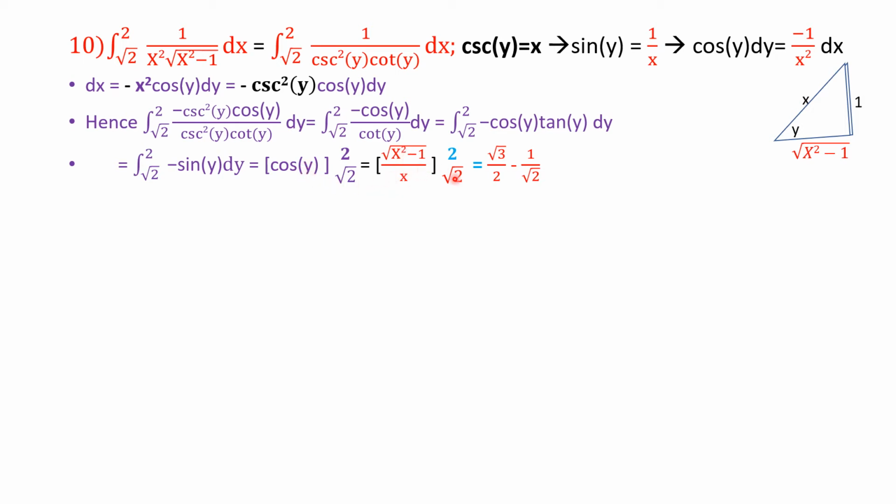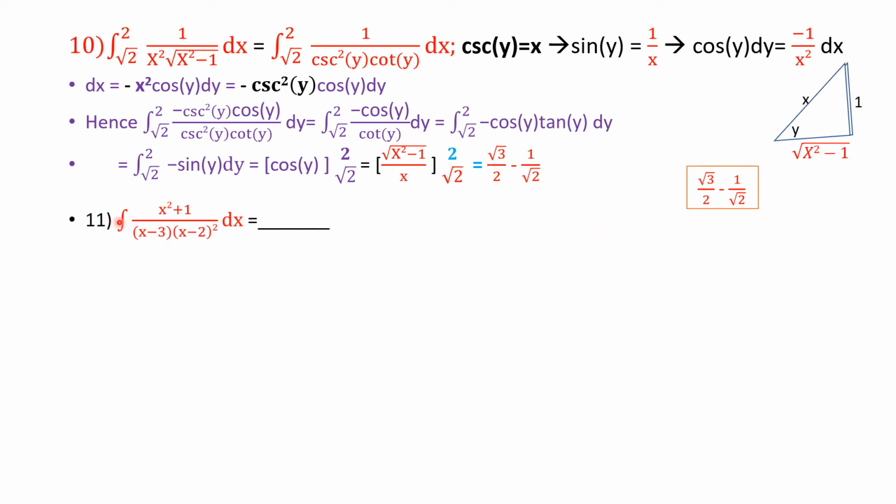So this is the replacement of cosine y. Now we can go ahead and apply these two limit values, and when we do so, it gives us square root of 3 divided by 2 minus 1 divided by square root of 2. And that is the answer for the question. Let's move on to question number 11.